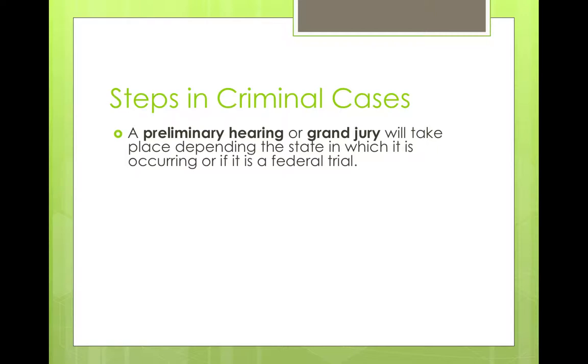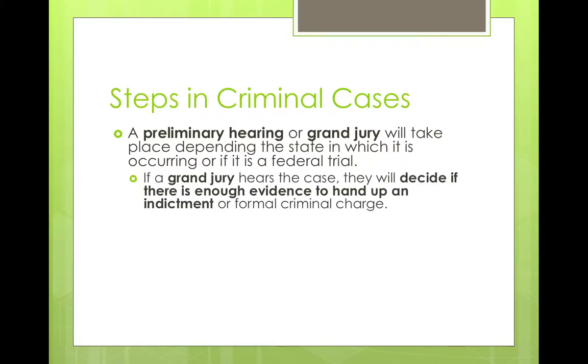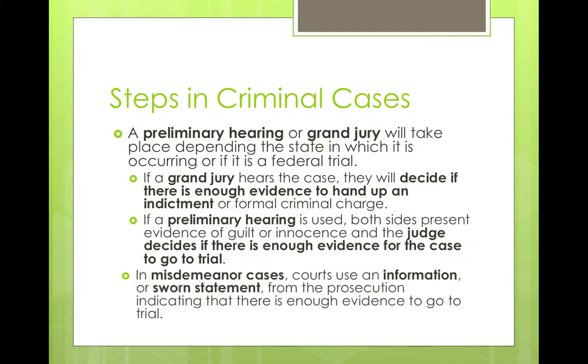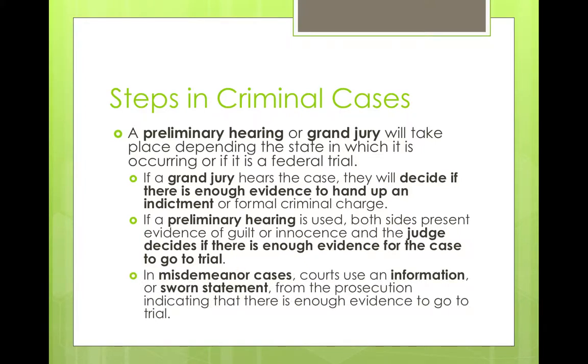A preliminary hearing or grand jury will take place depending on the state in which it is occurring or if it is a federal trial. If a grand jury hears the case, they will decide if there is enough evidence to hand up an indictment or formal criminal charge. If a preliminary hearing is used, both sides present evidence of guilt or innocence, and the judge decides if there is enough evidence for the case to go to trial. In misdemeanor cases, courts use information or sworn statement from the prosecution indicating that there is enough evidence to go to trial.